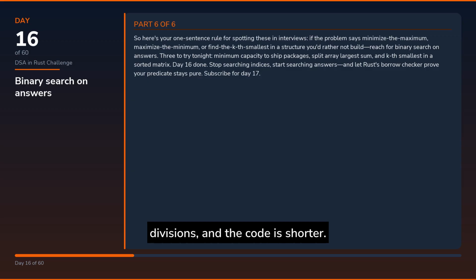So here's your one-sentence rule for spotting these in interviews. If the problem says minimize the maximum, maximize the minimum, or find the kth smallest in a structure you'd rather not build, reach for binary search on answers. Three to try tonight: minimum capacity to ship packages, split array largest sum, and kth smallest in a sorted matrix. Day 16 done. Stop searching indices, start searching answers, and let Rust's borrow checker prove your predicate stays pure.